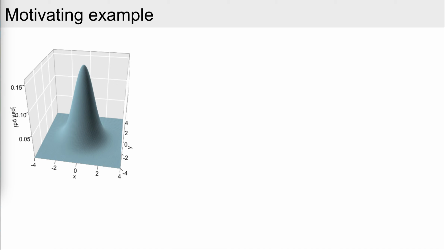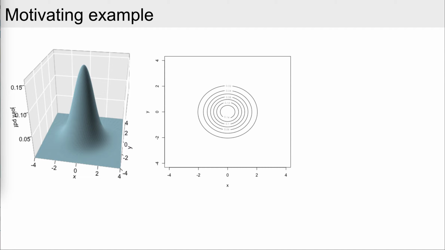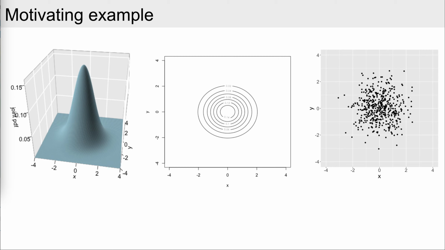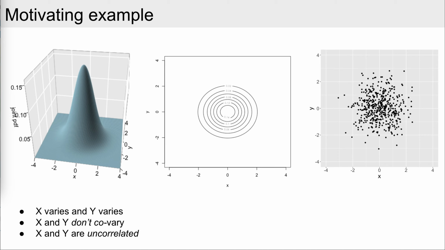Consider a final example. In this case, the joint PDF of x and y, the corresponding contour plot, and a random sample of x and y values illustrate that though x and y both vary between roughly -4 and 4, they don't seem to covary. That is, x and y are uncorrelated. We don't see that as x increases, y increases, or that it decreases.